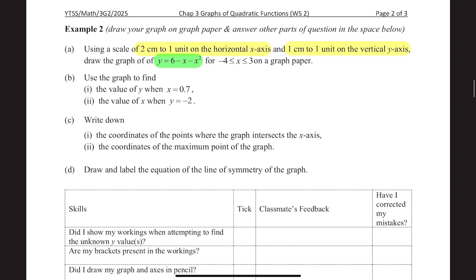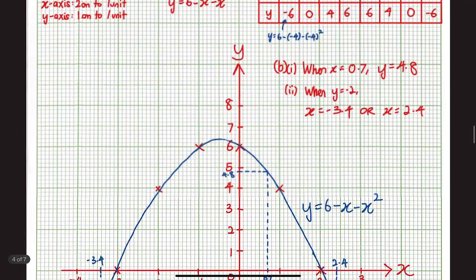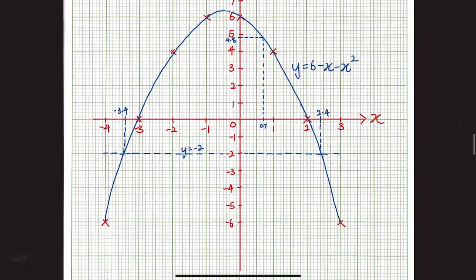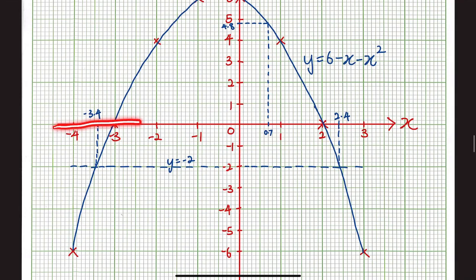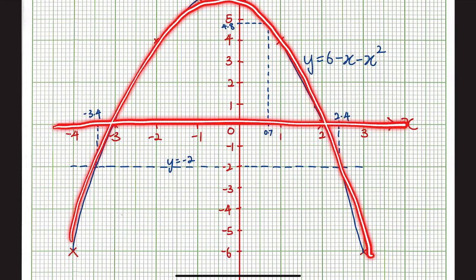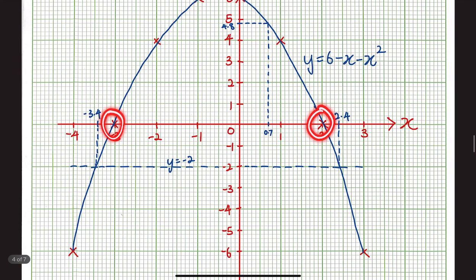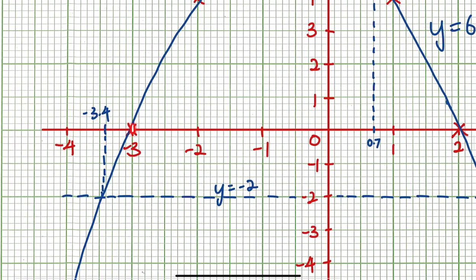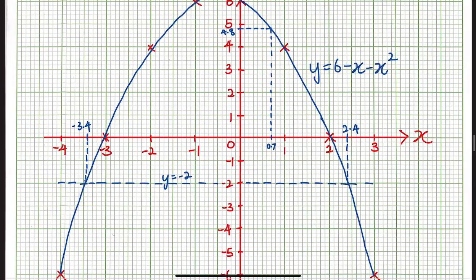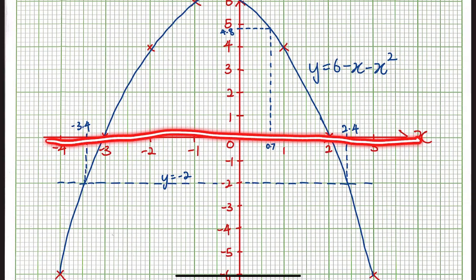Then next part, part C, write down the coordinates of the points where the graph intersects the x-axis. So let's check over here. When the graph intersects the x-axis, this is my x-axis. The graph cuts the x-axis, this is my graph over here. It is these 2 points over here. So therefore, write down the coordinates. We know that this point over here, the x value here is negative 3. Y value is 0, because any point on your x-axis, the y value is 0.